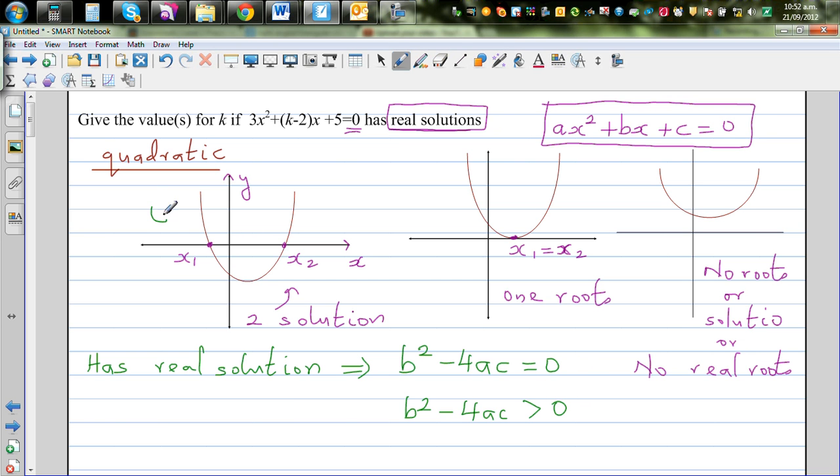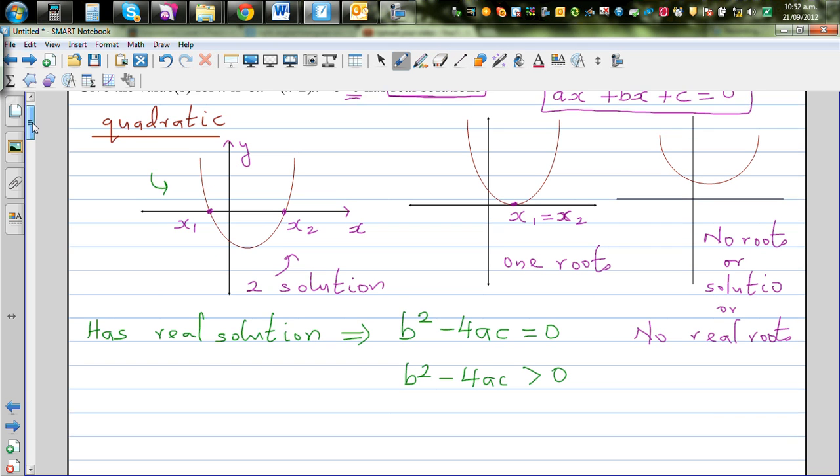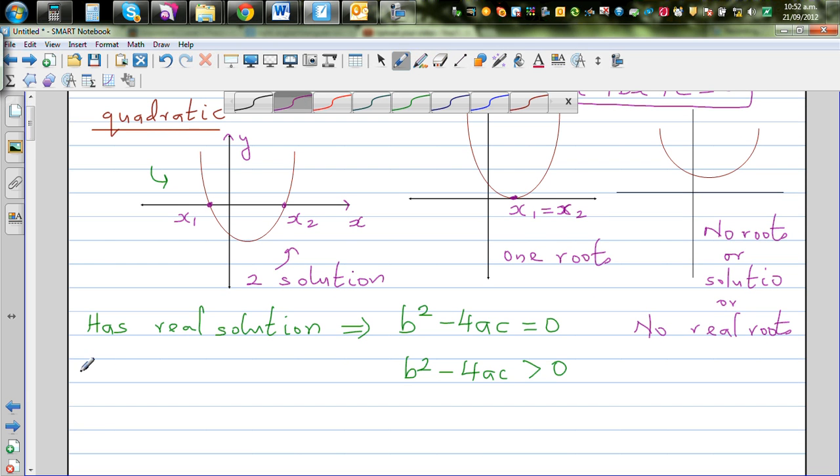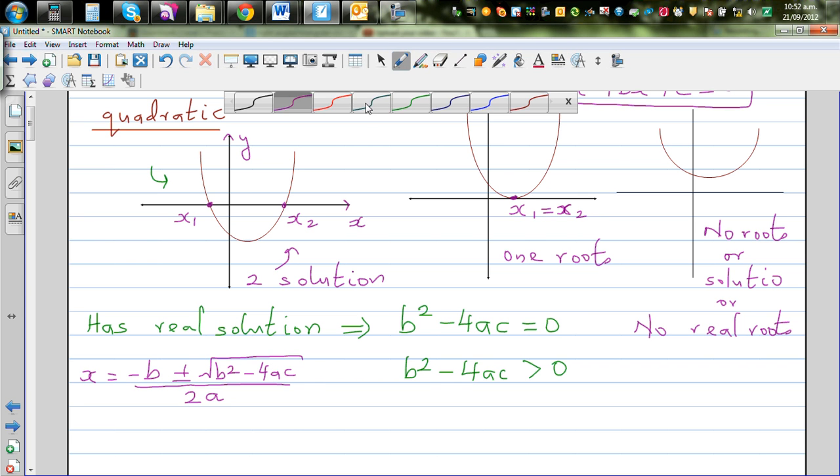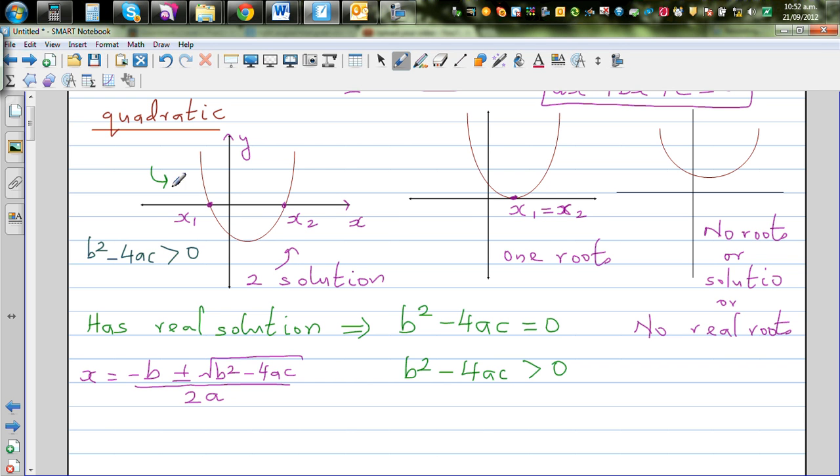You may be wondering where I got this determinant from. It comes from the quadratic formula, x is equal to minus b plus or minus the square root of b squared minus 4ac. I'm not going into the logic behind this, but I think you can understand it. This is called the determinant because it determines the nature of roots. If there are two solutions, b squared minus 4ac is going to be greater than 0. You can check it yourself: make up a quadratic equation which hits the x-axis at two points, and you'll find it is always greater than 0.